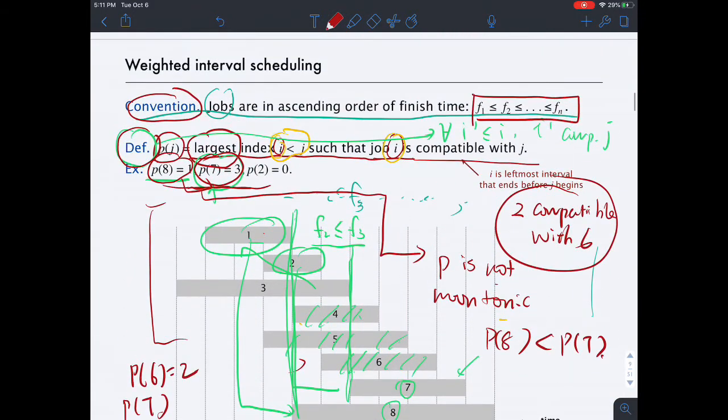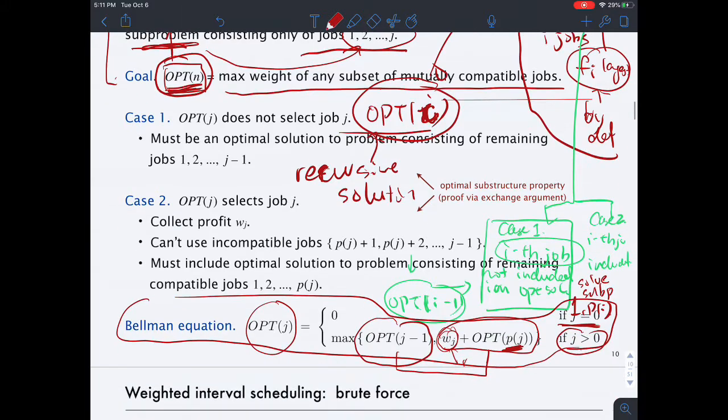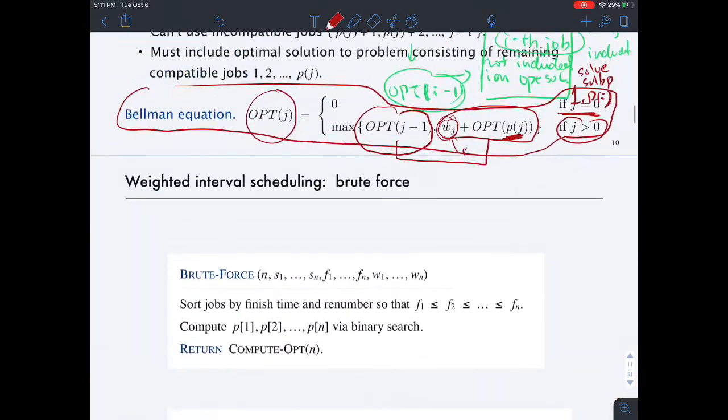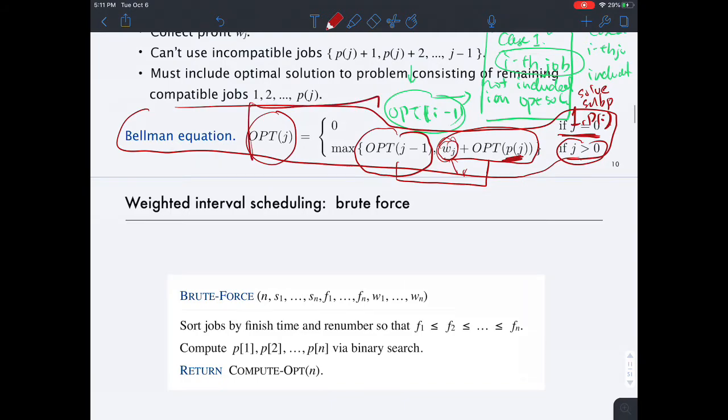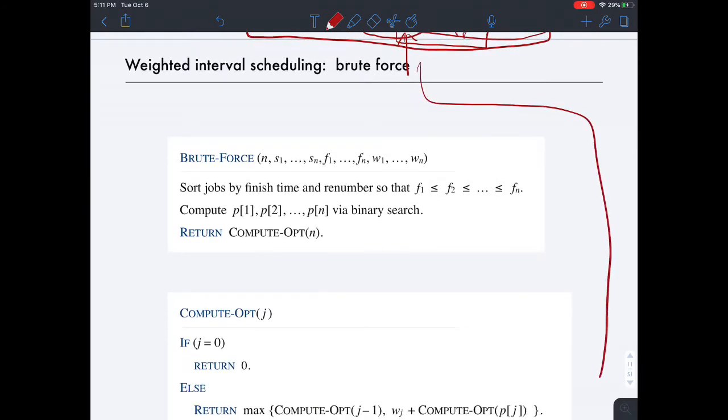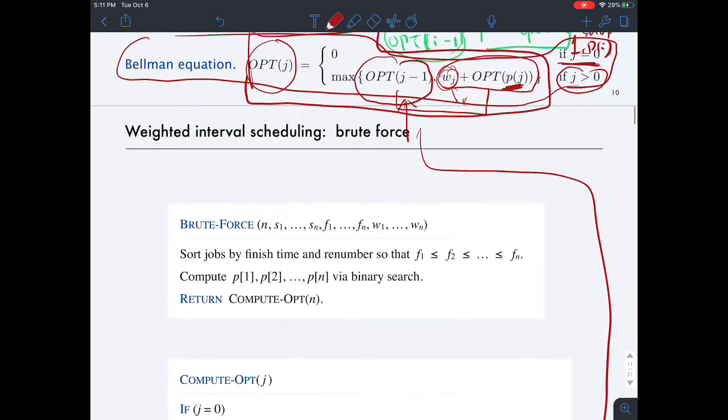So where's the definition? It's over here. That's the definition of pj, in case you are interested in seeing the precise definition. Now, the interesting thing is that as soon as you are able to write this down in a recursive form, you can immediately translate that into the pseudocode.